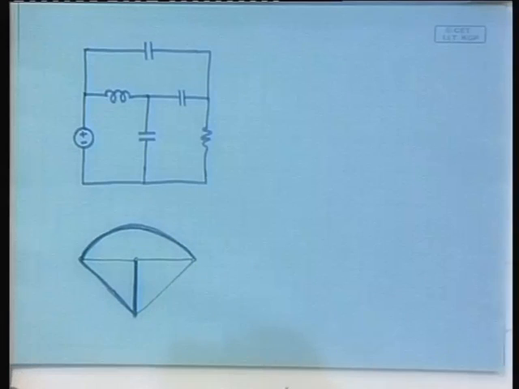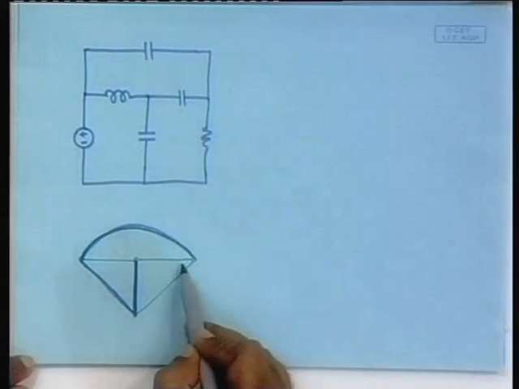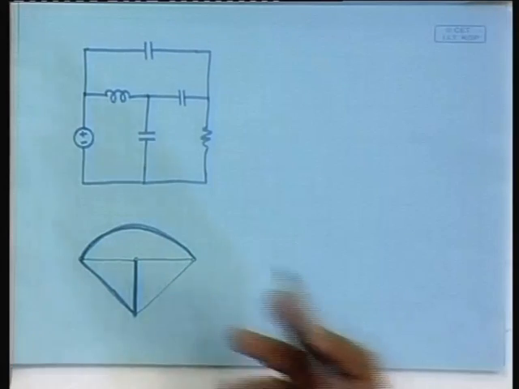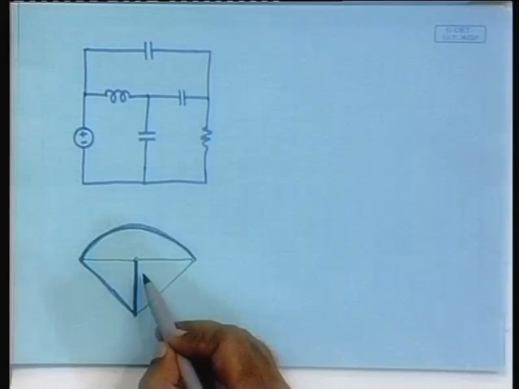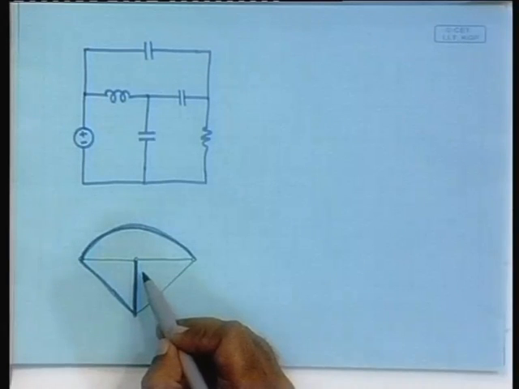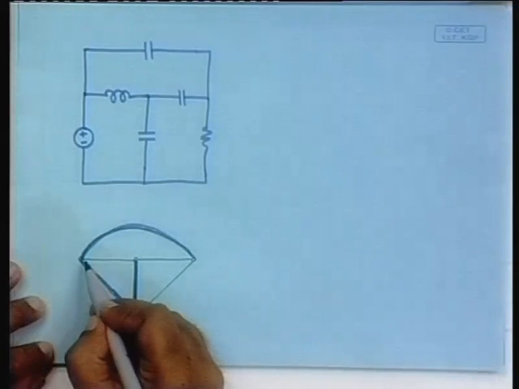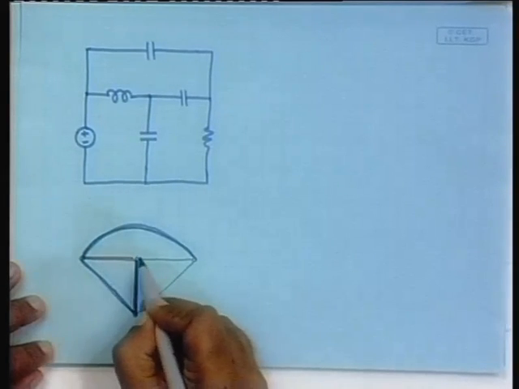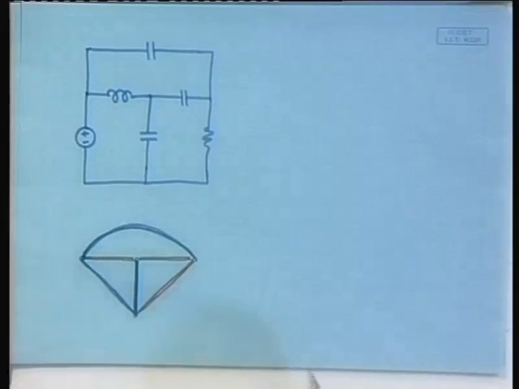But now, the moment we try to include another branch, say this one, it completes the loop. So, it no longer remains a tree. So, we find that we are unable to include all the capacitances. So, this one remains out, and this one becomes part of the co-tree. These are the co-tree branches. Fine. Good. So far, no problem. Let us go ahead with it.